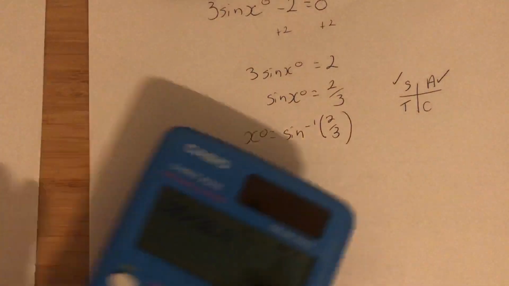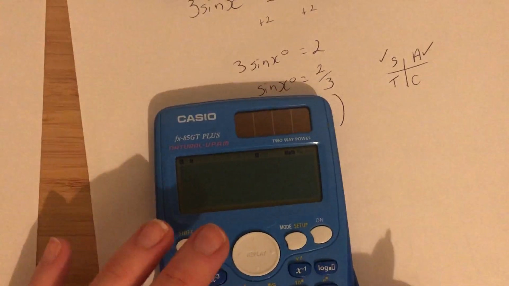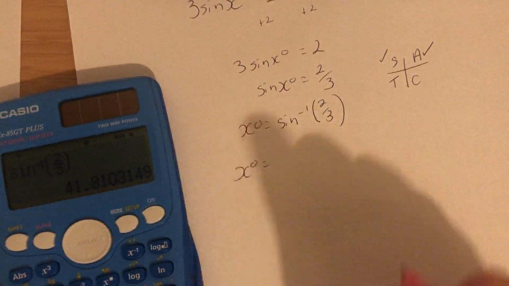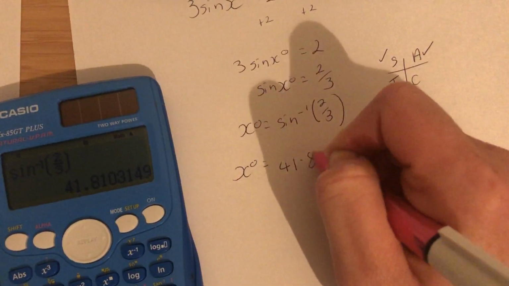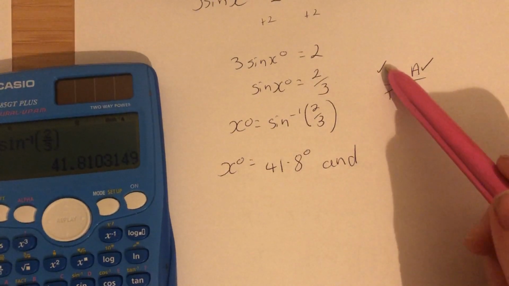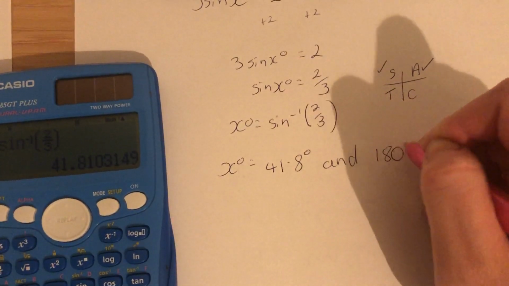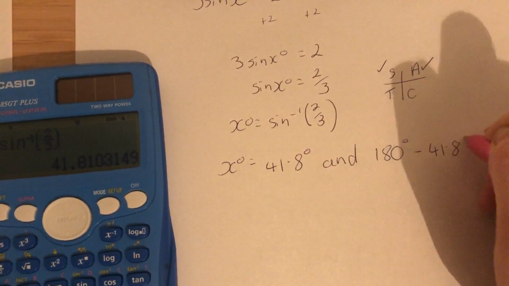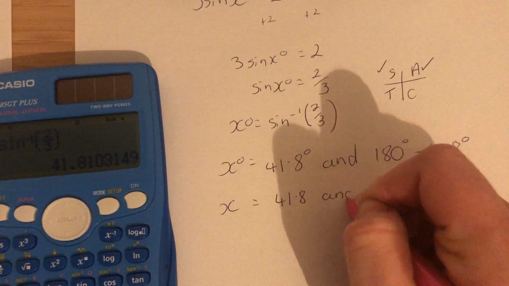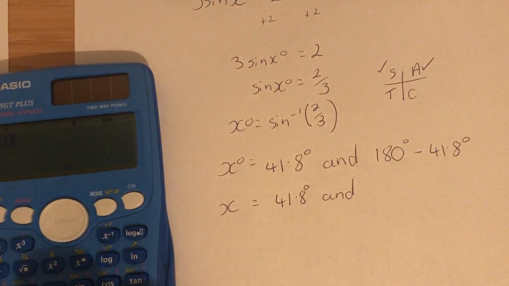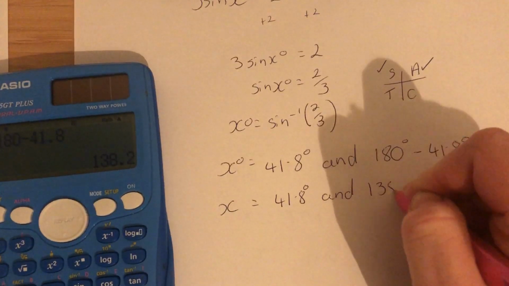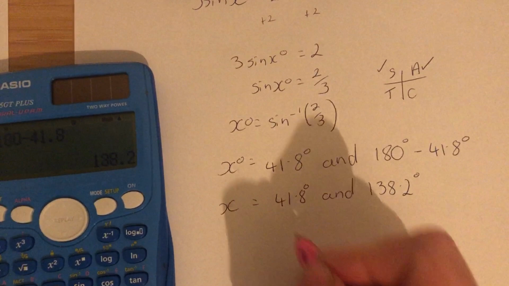So we have shift sine 2/3. And our solution here, we're going to round to 41.8 degrees. And don't forget, you're always going to have two solutions. It's going to be in this quadrant, which is where we do 180 minus 41.8 degrees. So 41.8 and 138.2. And those are your two solutions.